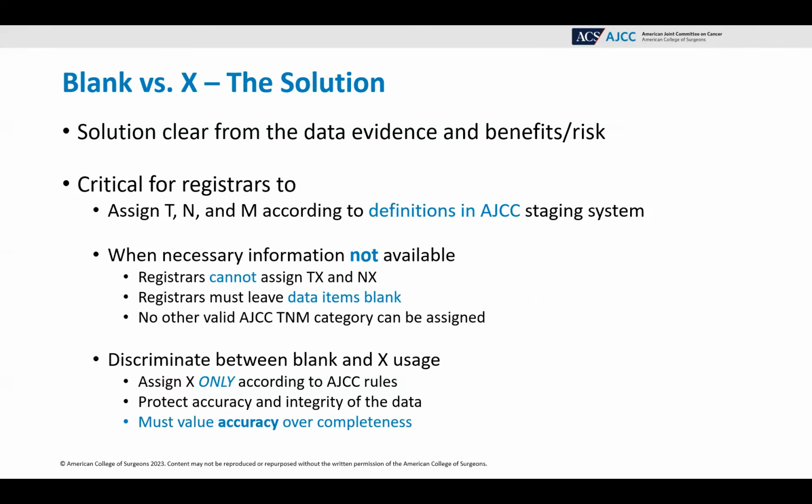Blank versus X, the solution. The solution is clear from the data evidence and the benefits versus risk table we just saw. It is critical for registrars to assign T, N, and M according to the definitions in the AJCC staging system. When necessary information is not available, registrars cannot assign TX and NX. Registrars must leave the data items blank. There is no other valid AJCC T&M category that can be assigned.